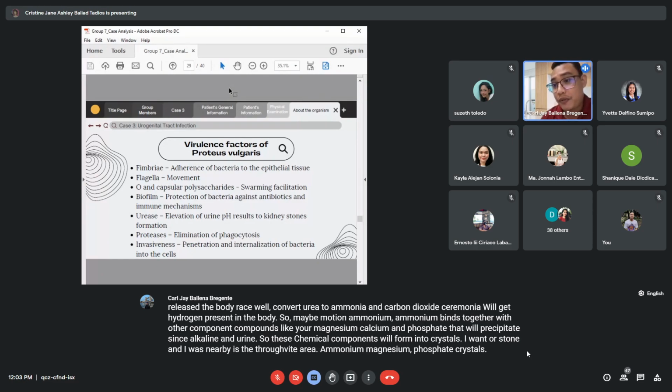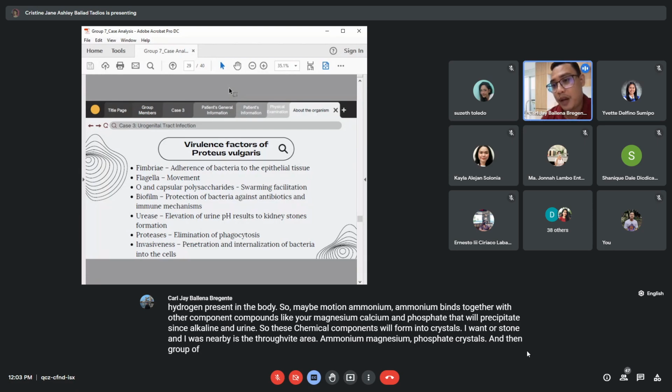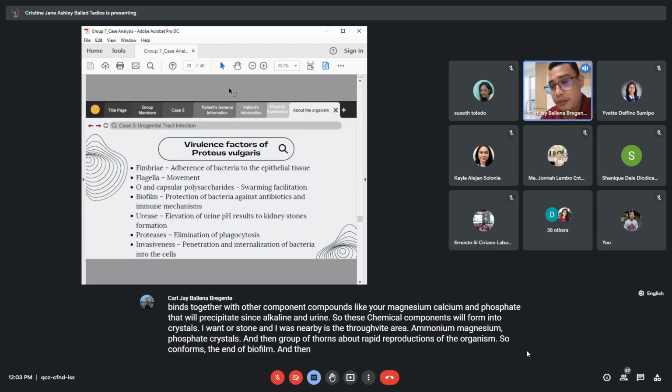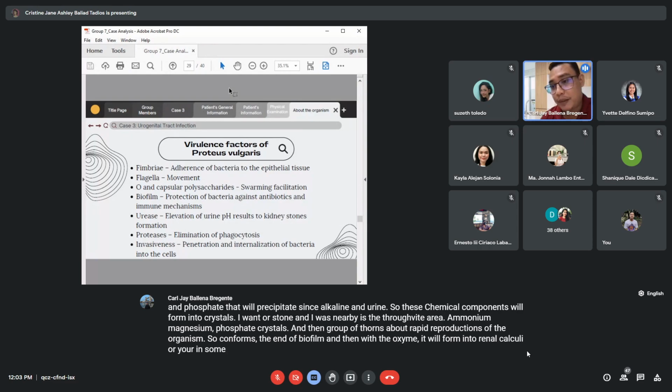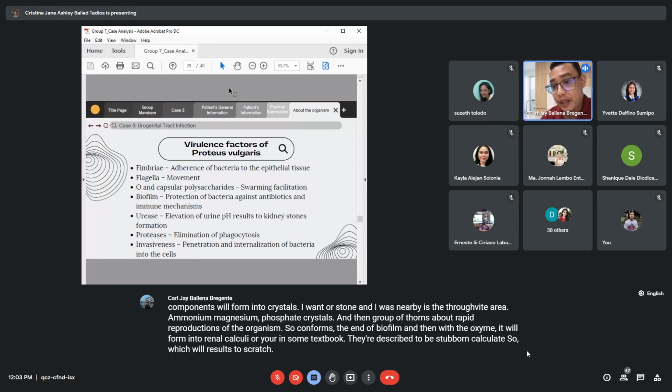And then a group of stones, di ba, rapid reproduction of the organism. So it forms into a biofilm, and then the stone gets bigger, it will form into renal calculi, or in some textbooks, they're described as staghorn calculi. Which will result in destruction of your kidney, hence the blood seen in the urine. Okay.